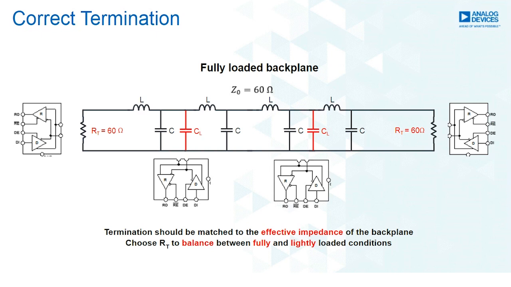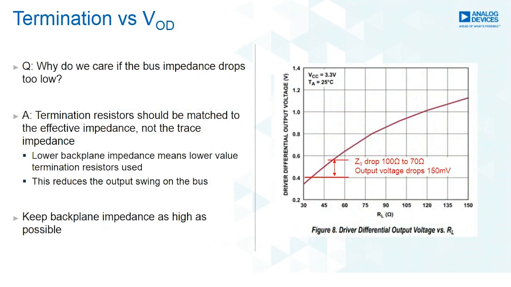So I mentioned there at the start that as well as keeping the backplane impedance constant, we should also ensure that the impedance does not drop too low. And the question is, why do we care if the impedance drops too low? Because now on the previous slide we learned that the termination resistors could be matched to the effective impedance, and if we do this we can eliminate reflections.